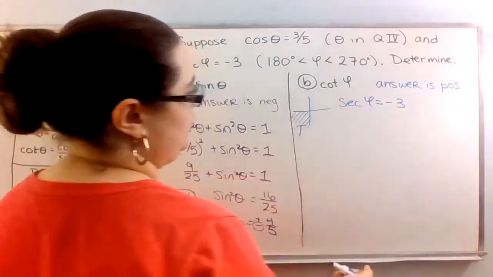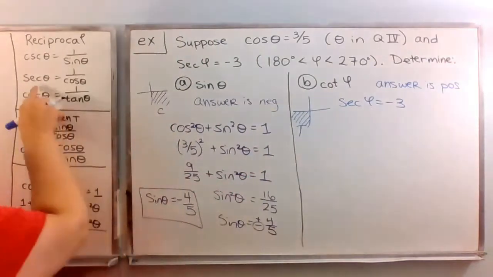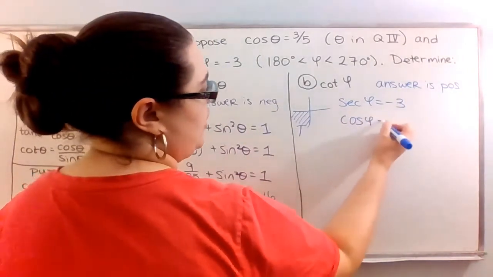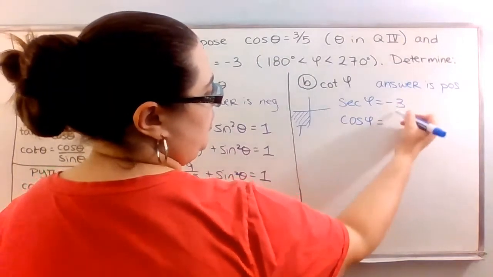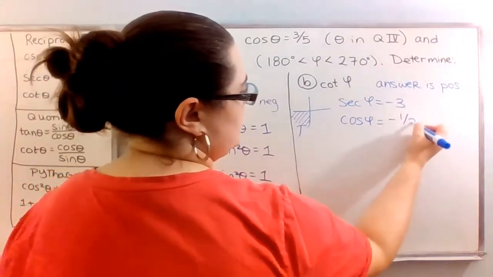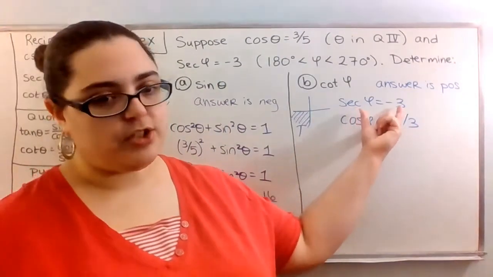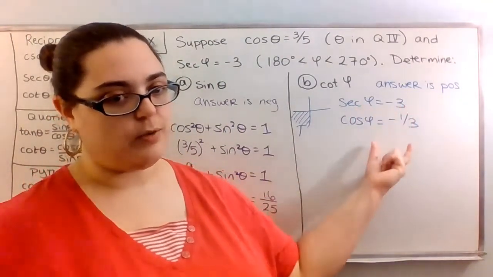is -3. Secant is the reciprocal of cosine. So that means that cosine has to be the reciprocal of -3. So this is a -1/3. So basically what I did was I took the reciprocal of both sides of this equation.